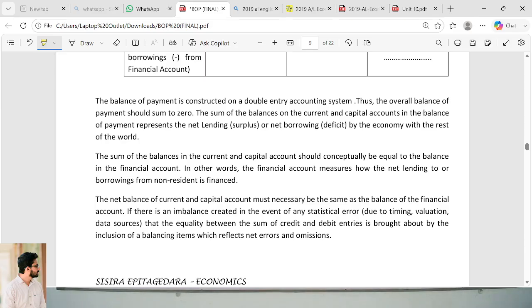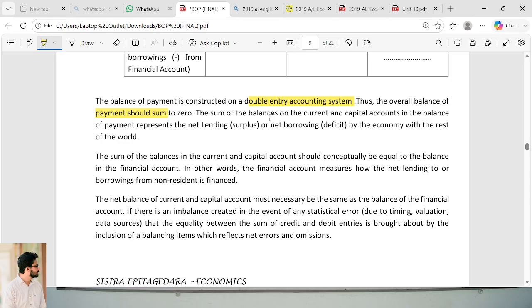There are 3 paragraphs. First one: the balance of payment is constructed on a double entry accounting principle. You know what it is, right? The overall balance of payment should sum to 0. This means that if you add the current account balance, capital account balance, and financial account balance, the answer should be 0.